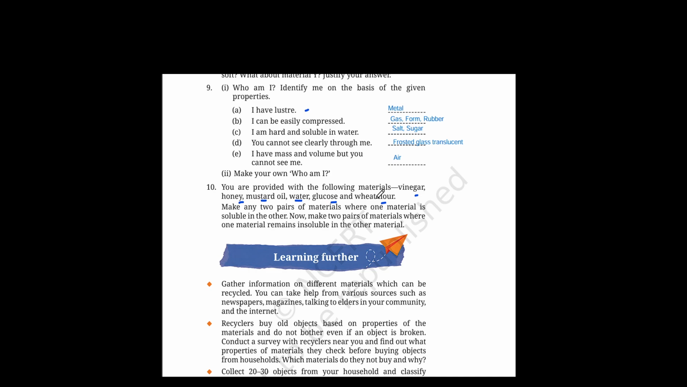Okay, then pairs which are insoluble in the other, so one material is insoluble, for example honey and wheat flour. The wheat flour will remain insoluble in honey, it will always be seen. Okay, and then mustard oil and water. Even if you shake mustard oil, after some time it will be insoluble and a layer will come on top of it.